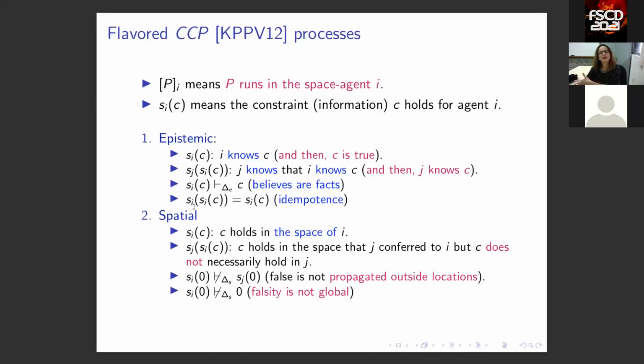If you go to the spatial case, then nothing of this is the case anymore. Now you're going to read this as C holds in the space i. You can have a space inside a space, but you no longer have that the constraints go outside. They are not going to be propagated, and in particular, you don't propagate falsity. So in the epistemic case, if one agent knows false, then false is true everywhere. And in the spatial, no. If one space is false and has false inside, then this is not global. It's not going to be propagated outside.